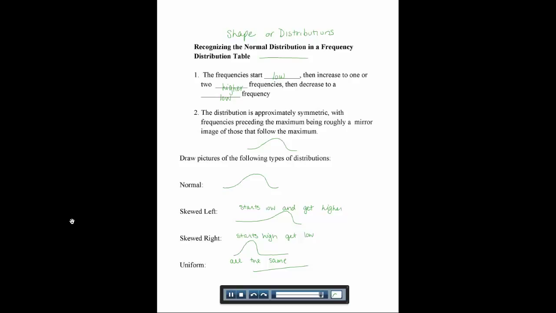Okay, so in this section we talked about frequency distributions, how to create them, and then also some of the shapes they can take.